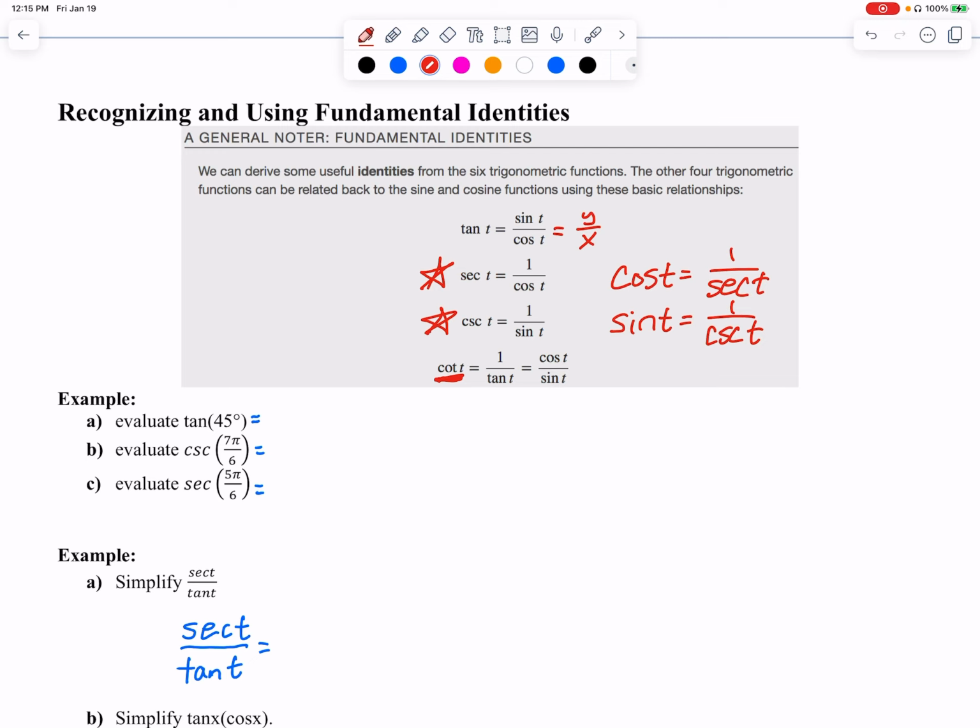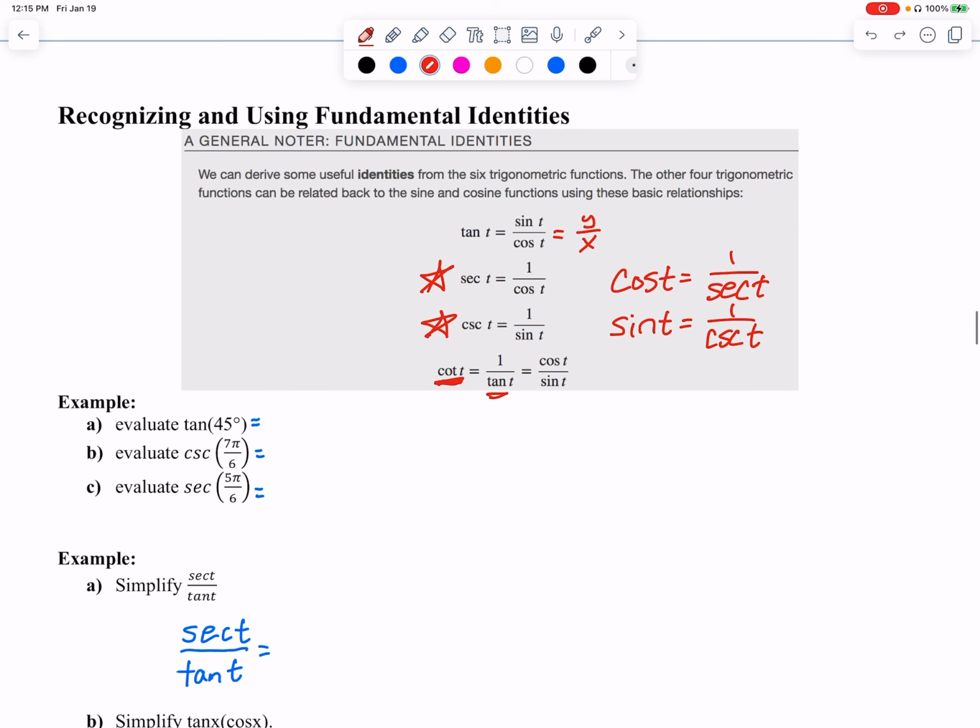Cotangent is 1 over tangent. But if tangent is sine over cosine and for cotangent I just flip it over, that means cotangent would be cosine over sine, right? And this makes sense because cosine's x, and that's y. So these will start popping up. Let's go ahead and work these that we have here for examples.